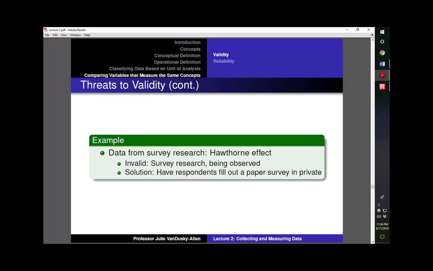Hence, the survey questions are not only capturing African American attitudes on discrimination, the intended characteristic, they are also capturing social pressure, an unintended characteristic. The solution to this is to have survey respondents fill out a paper survey that is confidential so they don't feel pressured to answer a certain way based on the characteristics of the survey researcher.